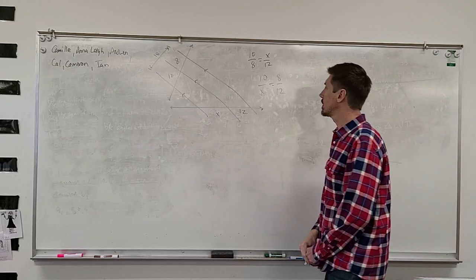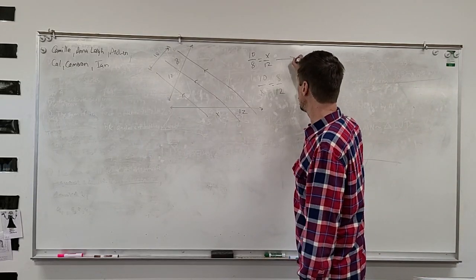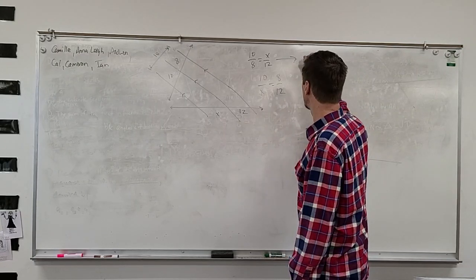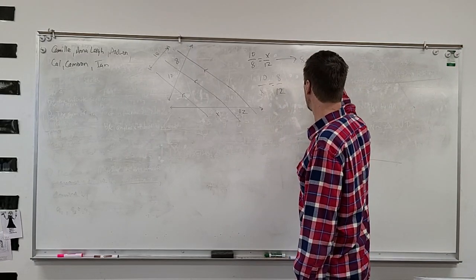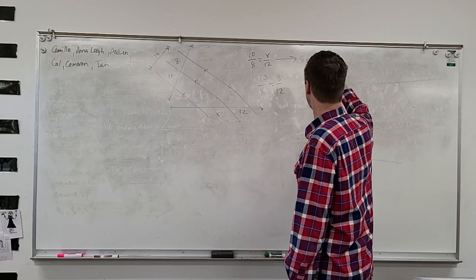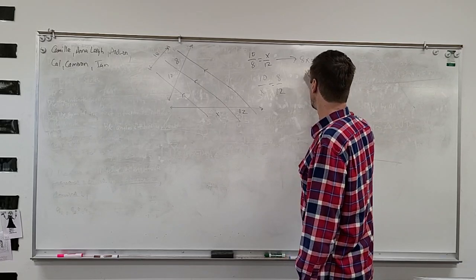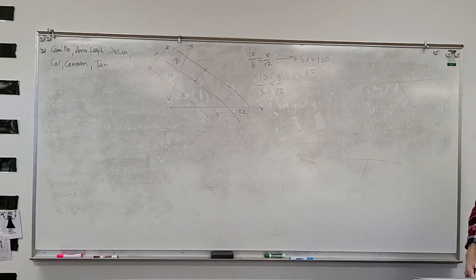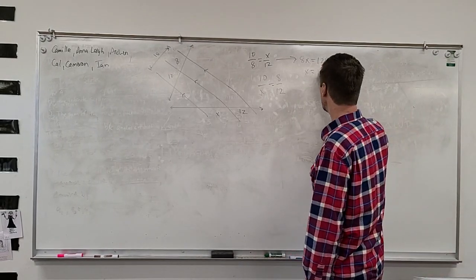Okay? So if we solve this guy, what are we going to use to solve it? Ian, we're going to do what? Cross multiply. Cross multiply, so we get 8x equals 120. And then that equals 15. 15, yeah. X equals 15.